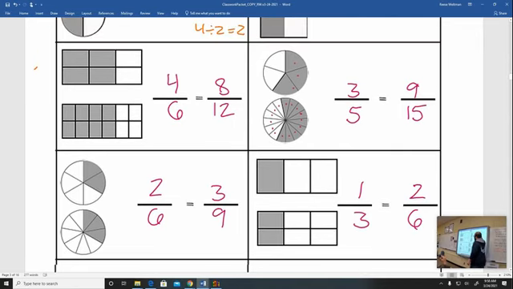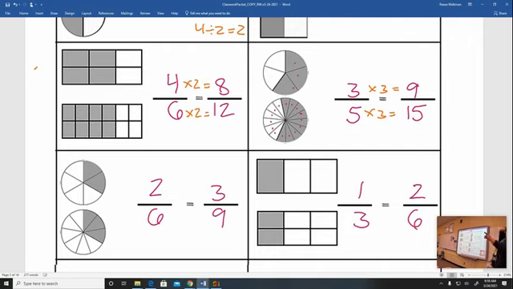Now, what about with this one? How can we get from 4 to 8, Andrew? 4 times 2 equals 8. That means that 6 times 2 equals 12. Right? Now, how can we get from 3 to 9, Andrew? 3 times 3 equals 9. 5 times 3 equals 15. See those common factors, guys? That makes sense? Remember those patterns?